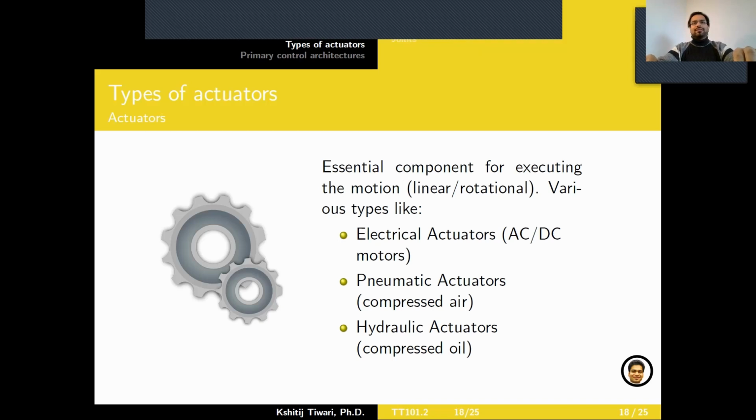Okay, so now we have looked at sensors, we have looked at intelligence. Next up is actuators, which allow you to take actions. Actuators are essential components for executing the motion. Could be linear, could be rotational, could be a combination. And there are various types. Could be electrical, like AC/DC motors, could be pneumatic, which have pressure chambers, could be hydraulic, which have compressed fluids, could be oil or water-based, and so on. So there are various actuators that allow you to actuate various parts of a robot.